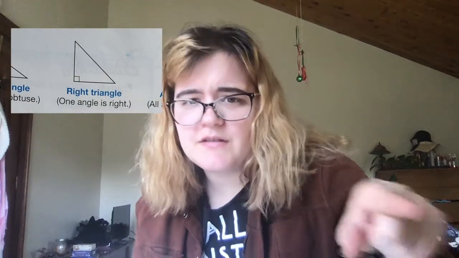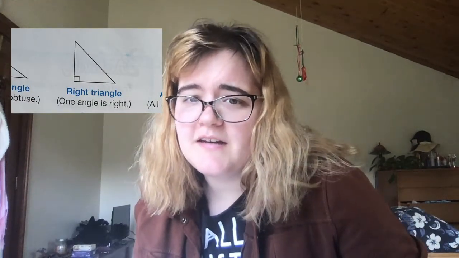And I'm pretty sure right triangles always have that little square box in the corner to tell you that it's a perfect corner angle. So if you see that, you know it's a right triangle.